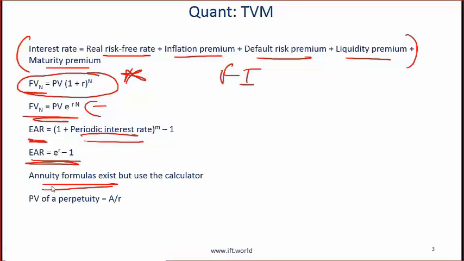There are formulas for annuities, but what you need to do is use the calculator. So I don't want you to memorize the complicated annuity formulas. You should simply use a calculator. What if you have a perpetuity? So you have $10 forever. What's the present value? The present value is that cash flow, the payment, divided by the discount rate. So you need to know this.